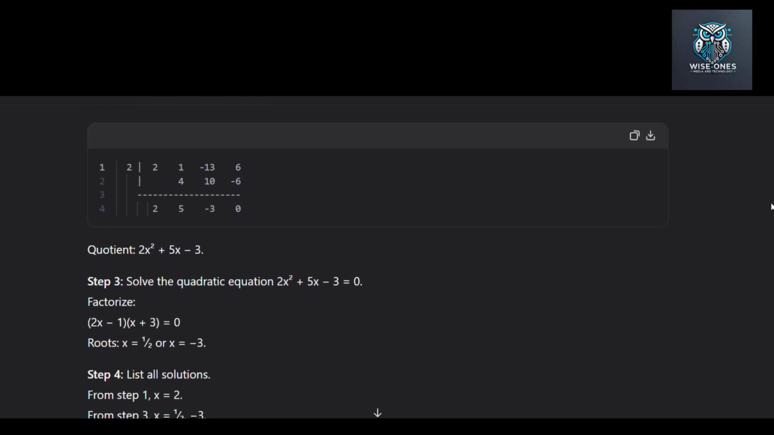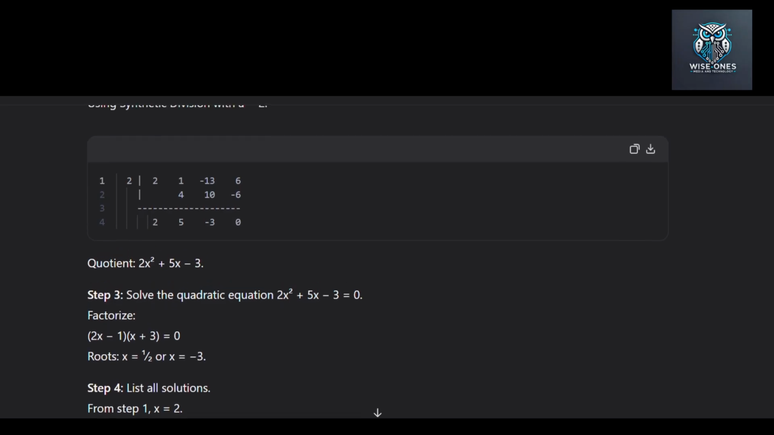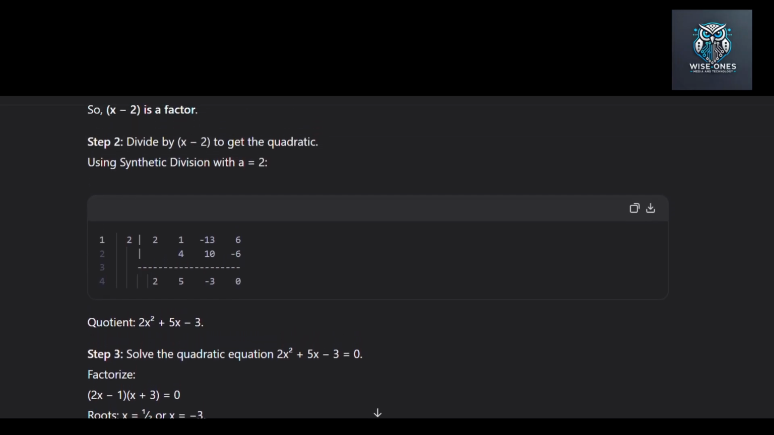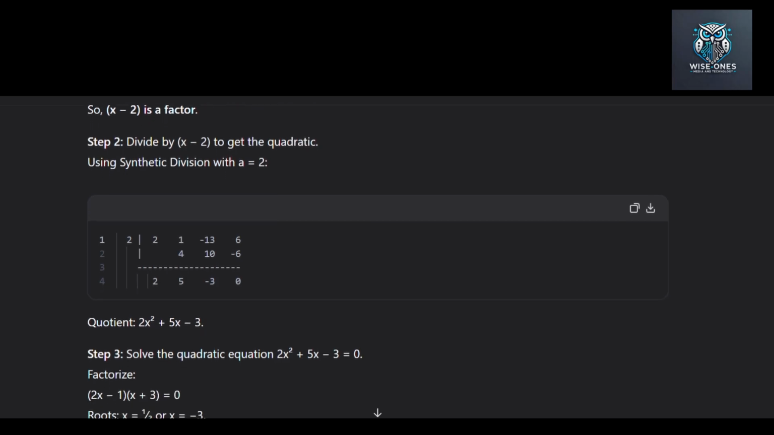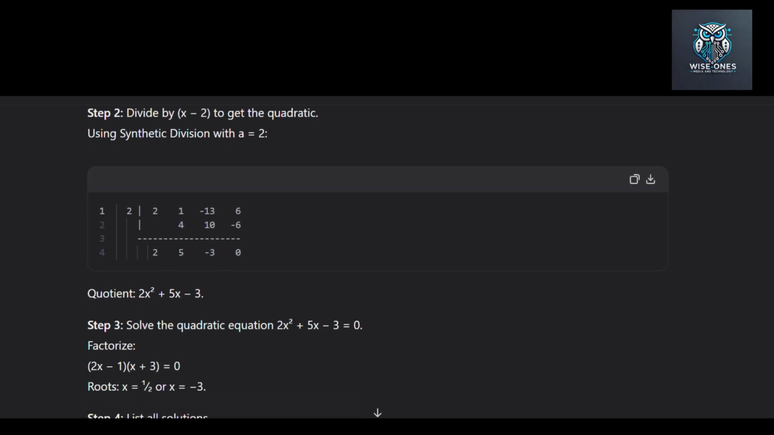Step 2. Divide by (x − 2) to get the quadratic using synthetic division with a equals 2. Coefficients are 2, 1, negative 13, 6. Bring down the 2. Multiply 2 by 2 is 4. Add to 1. 1 plus 4 is 5. Multiply 5 by 2 is 10. Add to negative 13. Negative 13 plus 10 is negative 3. Multiply negative 3 by 2 is negative 6. Add to 6. 6 minus 6 is 0. The quotient is 2x squared plus 5x minus 3.